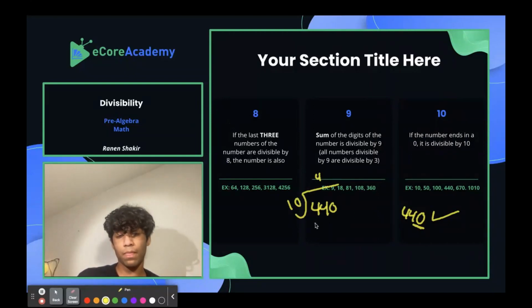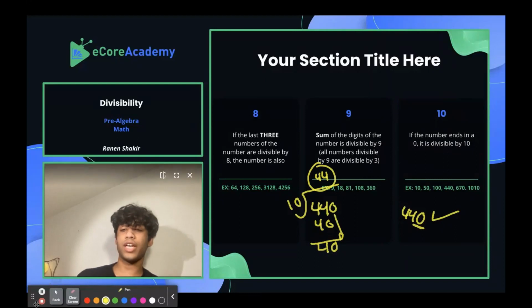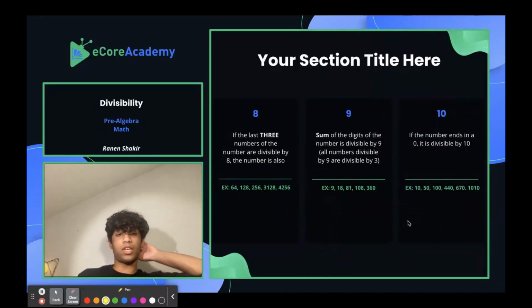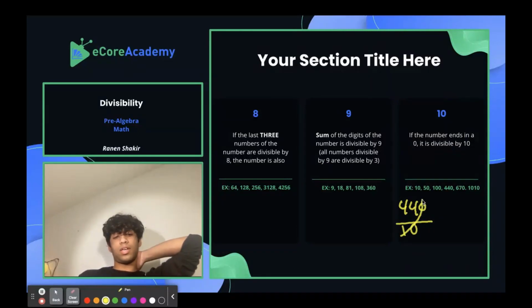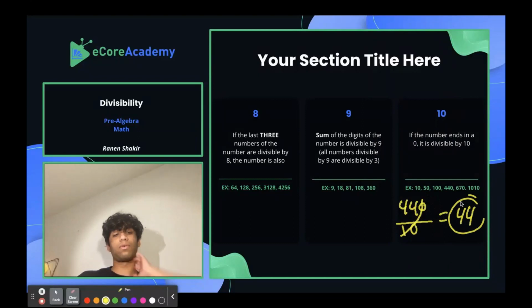We'd have a 4. Let me get 40. Let me have a 4. Bring down a 0, 40. 44 times. And if you know your 10 tricks, like I would say, 440 divided by 10, you cancel out the 0, so you'd have 44.